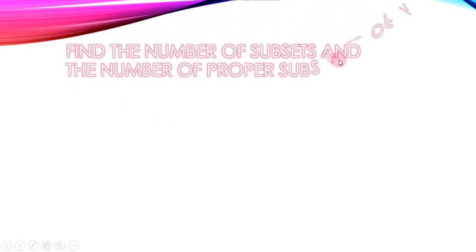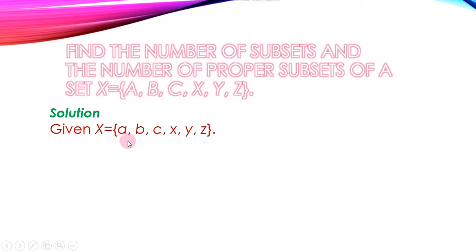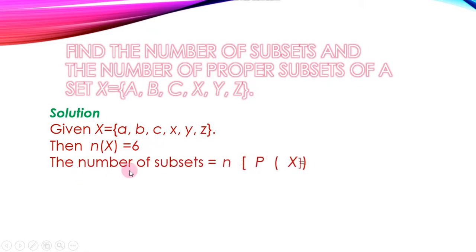Find the number of subsets and the number of proper subsets of a set X equal to a, b, c, x, y, z. Let us see the solution. Given set we have written here. Then n of X equal to 6: 1, 2, 3, 4, 5, 6. 6 elements are there. The number of subsets equal to n of P of X equal to 2 power m, we have seen. So 2 power 6, m equal to 6, so 2 power 6 equal to 64.